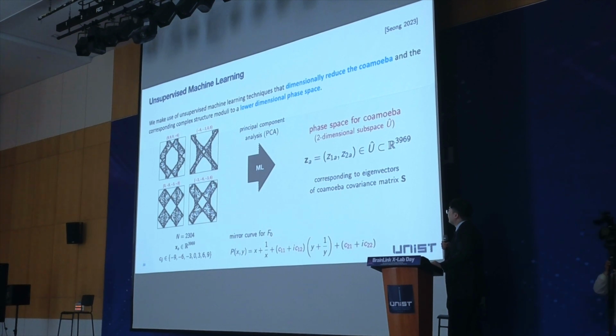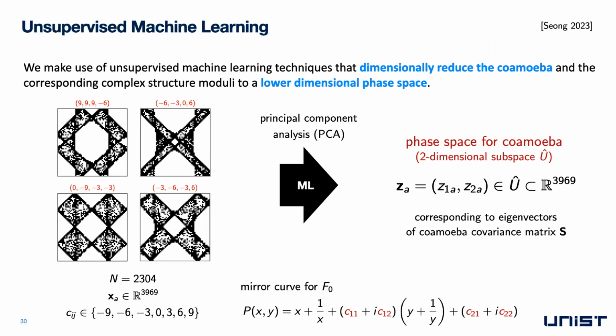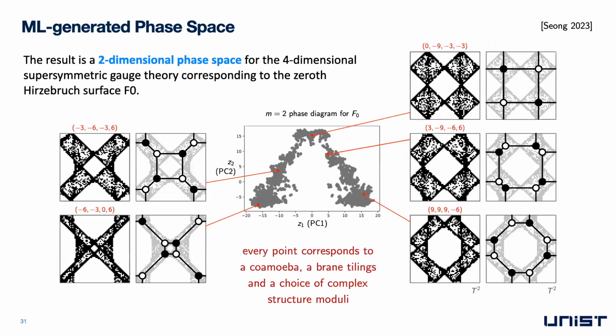And then you can use something called principal component analysis in machine learning that dimensionally reduces this data set of co-amoebas to just a two-dimensional phase diagram, where each of these points in this two-dimensional phase diagram corresponds to a particular choice in the complex structure moduli and a particular instance of the co-amoeba projection of the corresponding Calabi-Yau threefold. And the result is a figure like this, where every point corresponds to a choice of complex structure moduli.